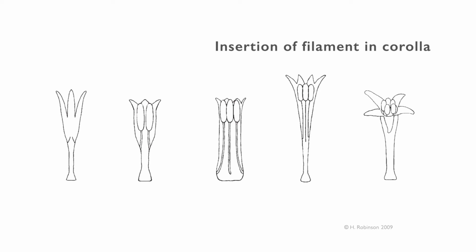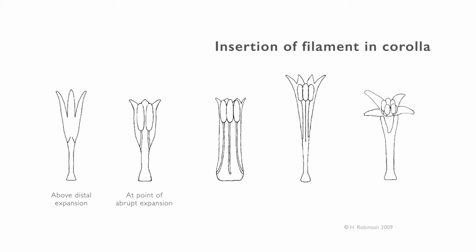Another sort of character that we could label into the microcharacters group is the insertion of the filament in the corolla, how that insertion is. And this is from Robinson in 2009, from the Funk et al. volume. So we have the filaments inserted above the distal expansion of the corolla. There you have on the left a tubulose corolla, and look how the filaments are inserted once the tube has started to broaden.